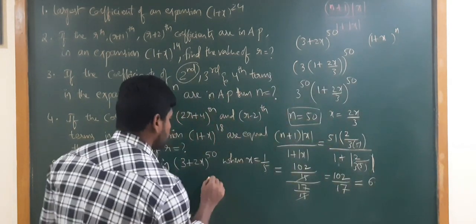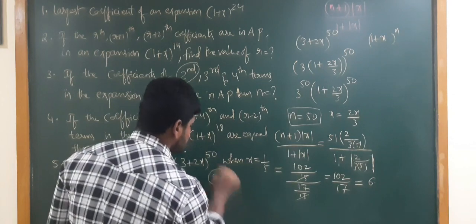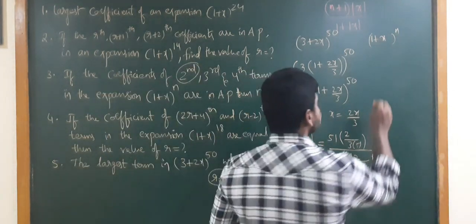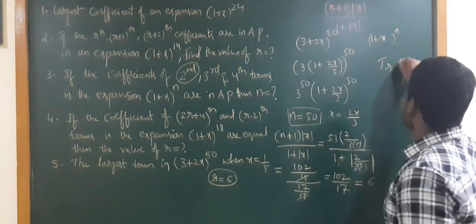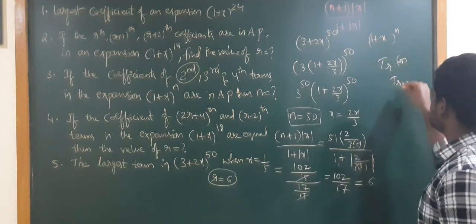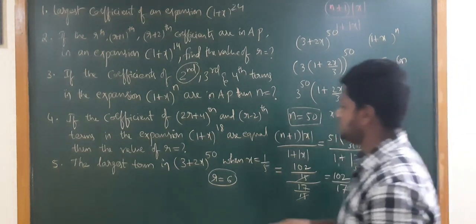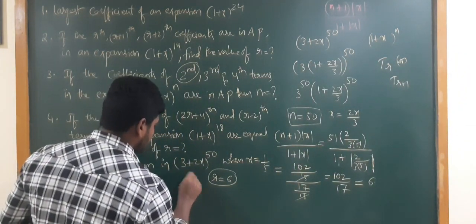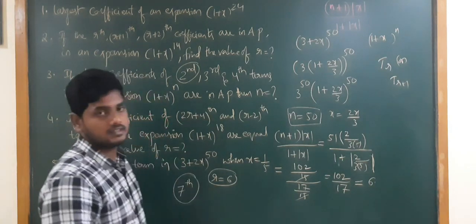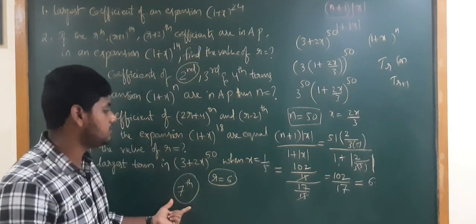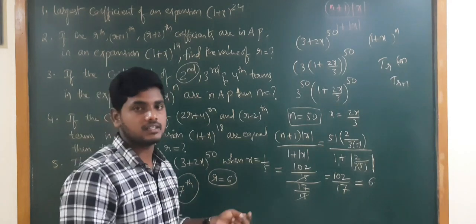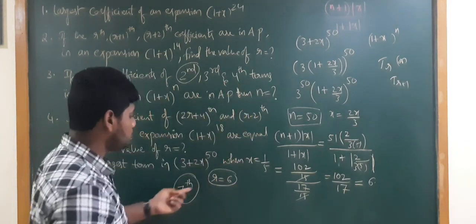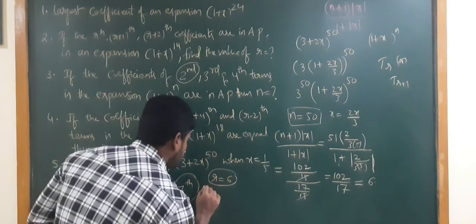Nothing but the r value we got, r value we got 6. As what we got here is an integer, integer means either T(r) or T(r plus 1). See here both are largest terms, here r is equal to 6, so the sixth and seventh terms. Which term is largest? Seventh term is largest. If they give options for terms, how to write nCr? What is n? 50.